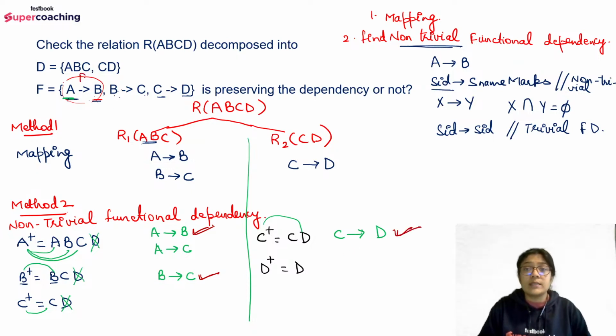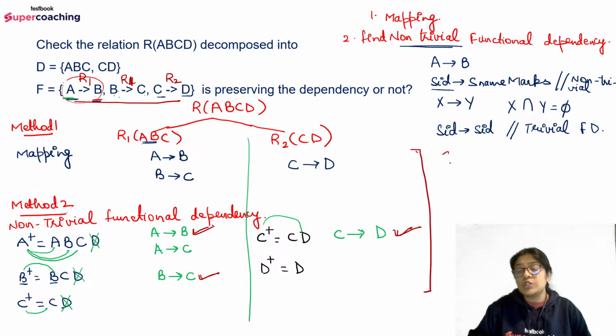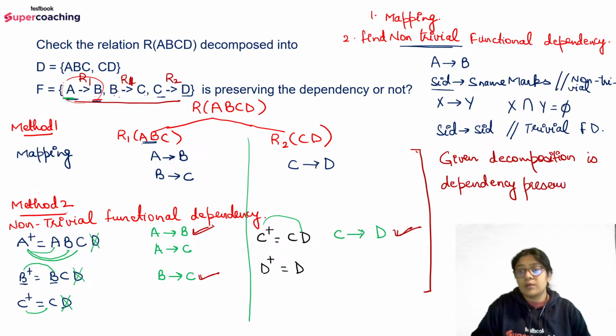So this is known as the non-trivial using non-trivial functional dependencies, and first one is mapping method. R1, this is also preserved by R1, this is preserved by R2. Since all the functional dependencies are preserved, सारी की सारी functional dependencies map हो रही है, so we'll say that given decomposition is dependency preserving.